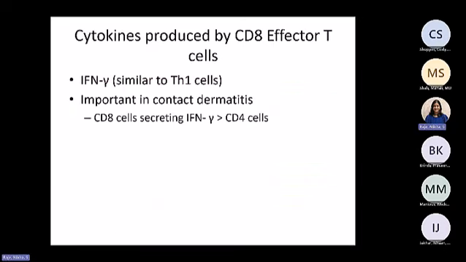There are also some cytokines that I mentioned can be produced from CD8 T cells, an important one being interferon gamma. The problem with that is some of the times this can lead to pathogenesis, such as in contact dermatitis, where CD8 cells secreting interferon gamma can play a role.